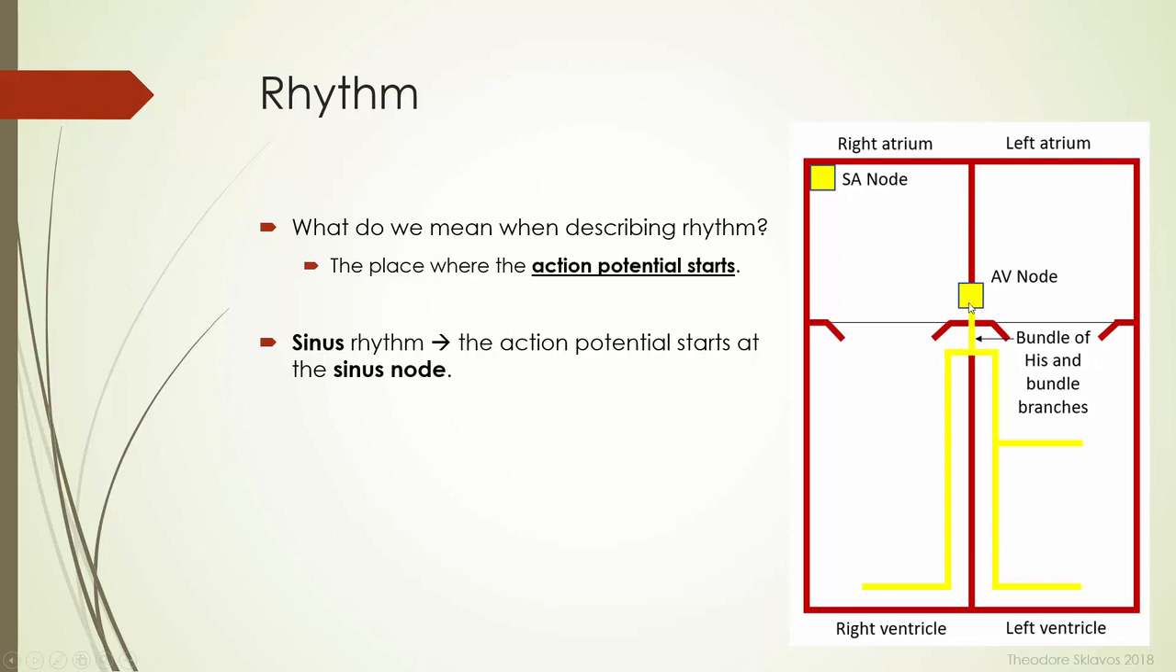Now, if someone says there's an atrial rhythm, it means some part of the atria that's not the sinus node and not the AV node is firing first, and that's where the action potential is starting from. Okay, and that's called an atrial rhythm. If the rhythm were to start somewhere in the ventricles, then we would call it a ventricular rhythm.